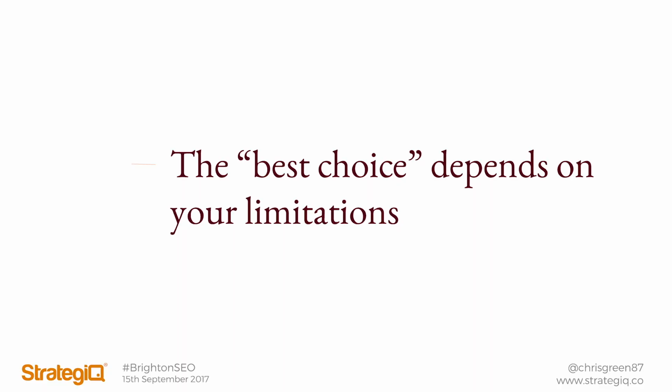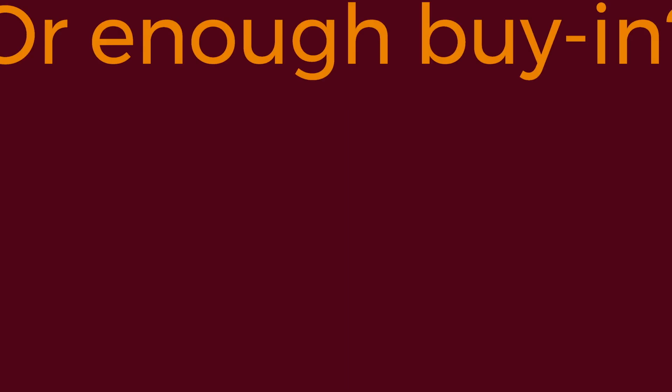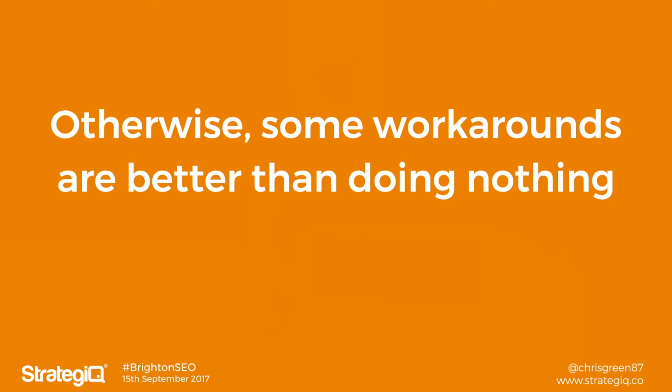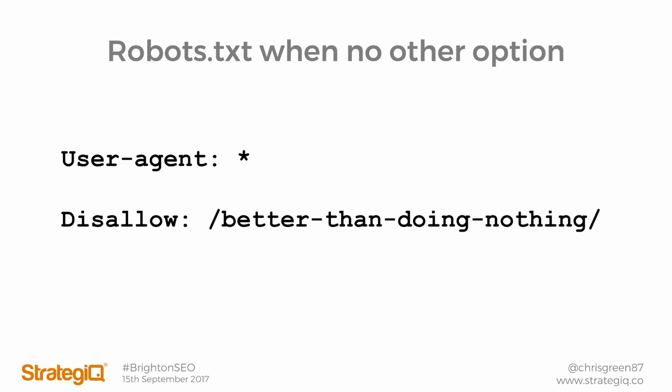But when we talk about the best choice, and when I give people a hard time for blocking things that they shouldn't be, it very much depends on what your limitations are. Because actually, we don't operate in a perfect world. We don't have carte blanche over all of our websites. Do you have the access that you need? Or enough buy-in? And otherwise, some workarounds are better than doing nothing at all. So we've already had this at one of the panels here today: meta robots via Tag Manager, or using robots.txt files when there's no option.